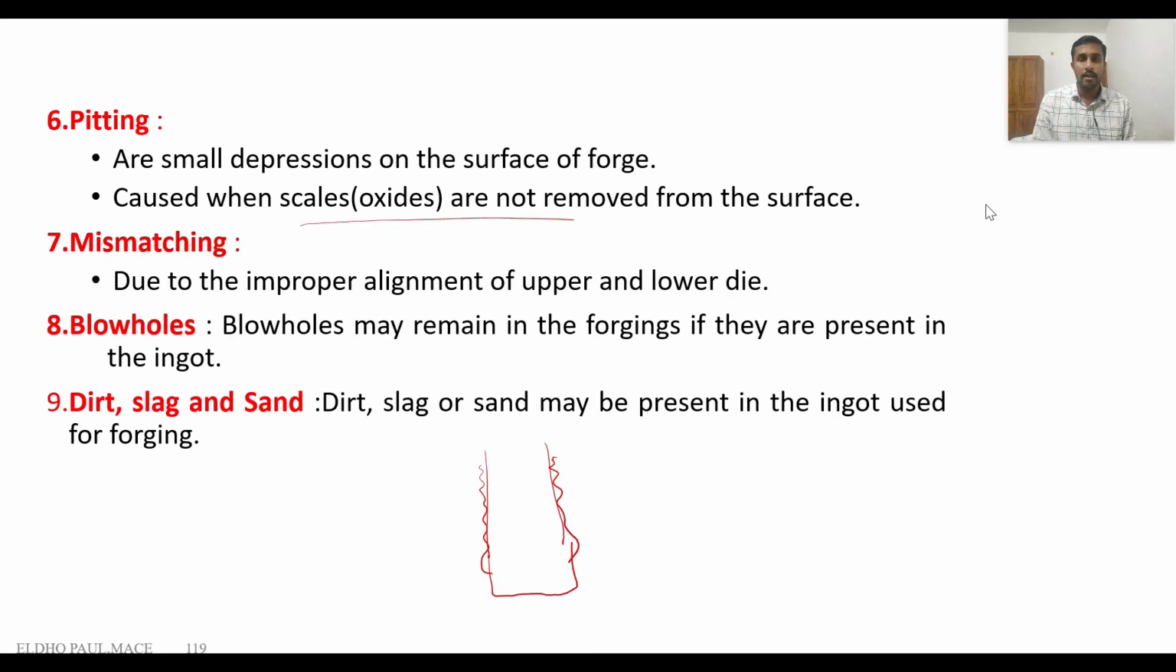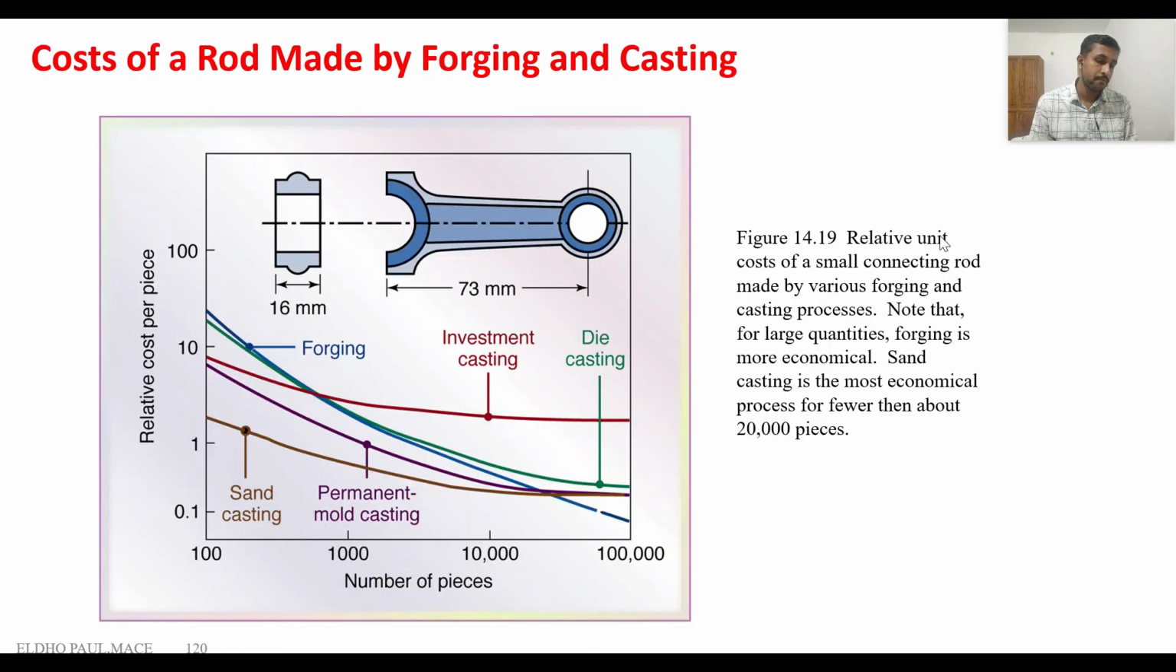Blowholes, similar to the casting process, we already discussed these blowholes. In forging operation, already in the ingots after the casting, there may be some blowholes. Those blowholes may also be there after the forging operation. Then some dirt, sand, slag, etc., which is already present in the ingot workpiece, may also be a forging defect. These are the different types of forging defects.